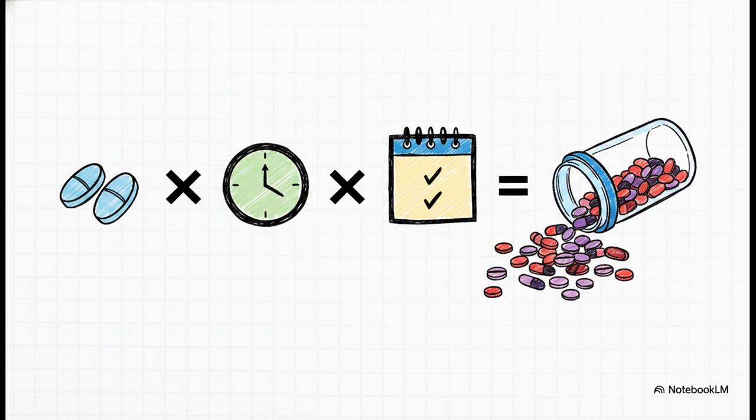Let's put that into practice with a fresh example. Imagine an order reads SIG, II tabs, PO, TID times 4 days. Here is my absolute top NAPLEX tip for dispensing calculations. Always explicitly identify the dose per administration, the frequency per day, and the duration. So for this one, that's 2 tablets, multiplied by 3 times daily, multiplied by 4 days, giving us exactly 24 tablets. Read the label, extract the trio, do the math.